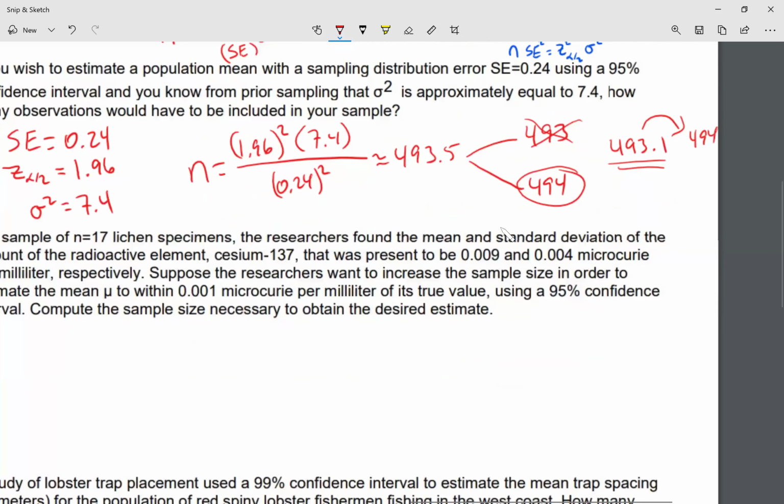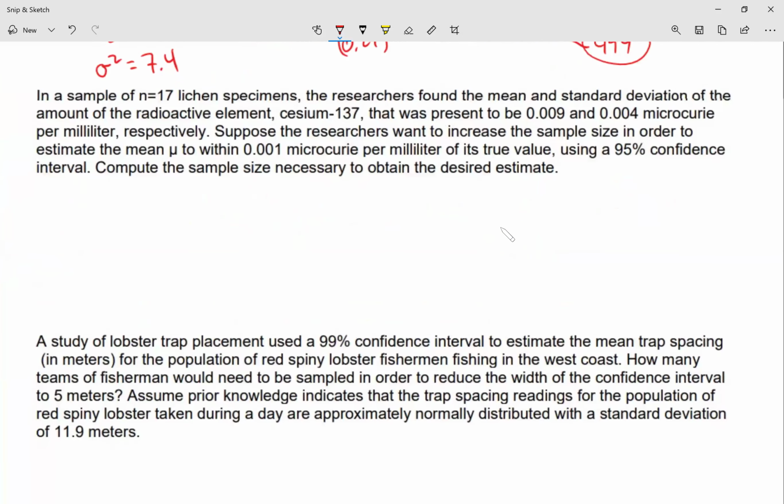Okay, let's take a look at this other sample here. In a sample of 17 specimens, the research found that the mean and standard deviation of the amount of the radioactive element cesium-137, now even though it has a number, this is just an element, okay? That was present to be 0.009 and 0.004 microcurie per millimeter respectively. Okay, respectively. So it means these numbers came in an order. This is the first one, this is the second one.